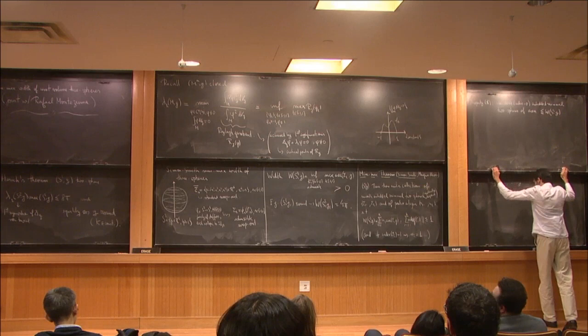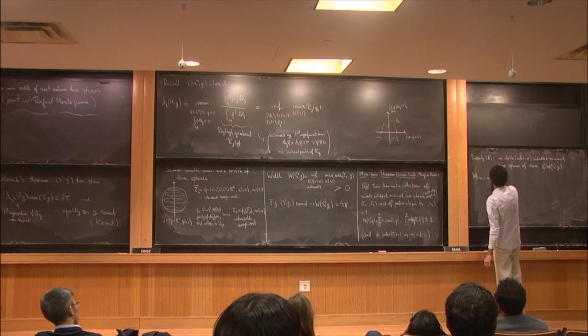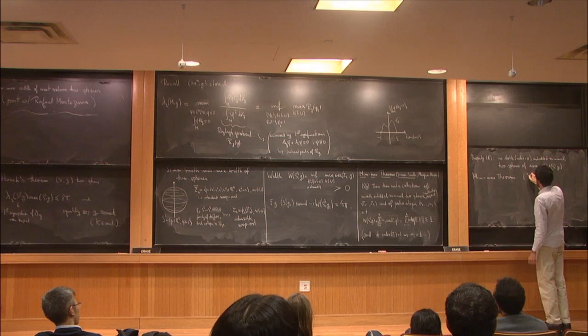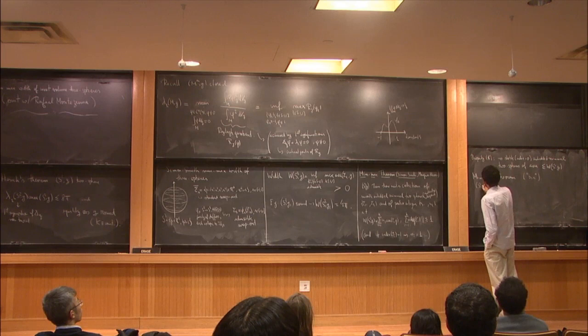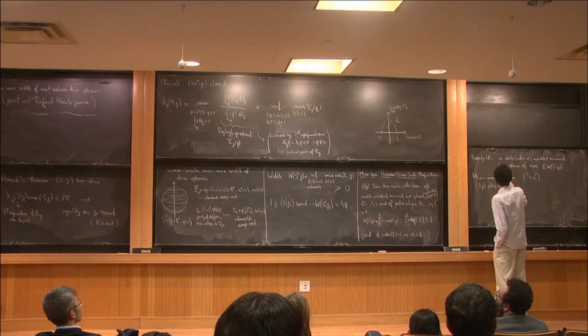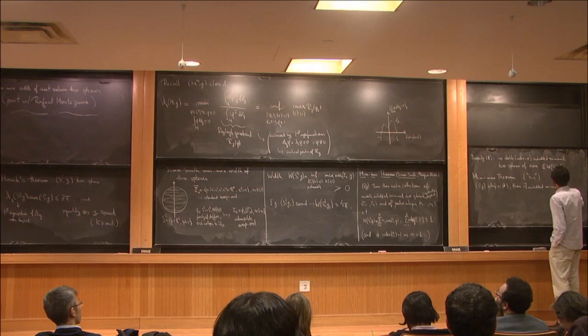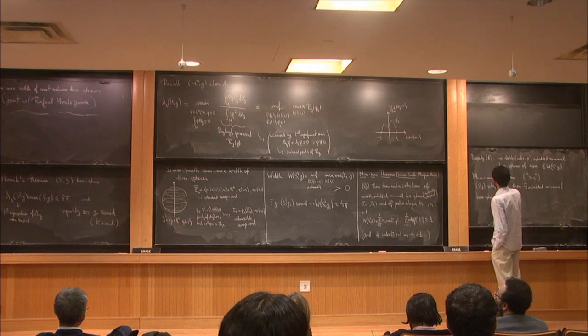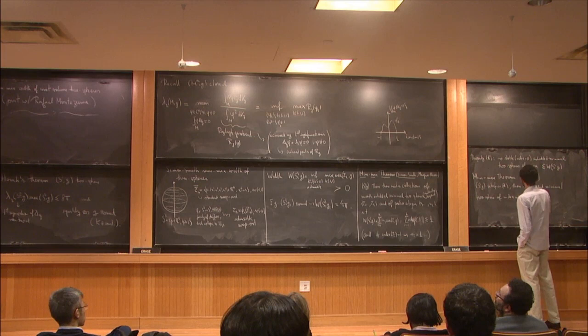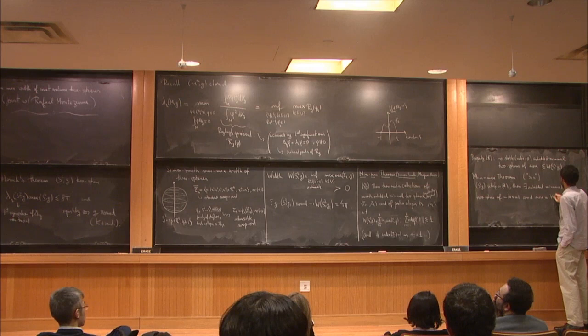So the end of the story is this statement, which is a bis, a second statement. So if S3 with metric g satisfies star, then there exists an embedded minimal two sphere of index equal to 1 and area equal to the value of omega.